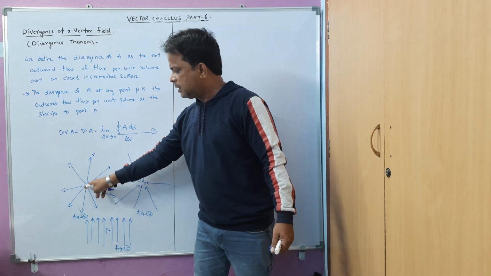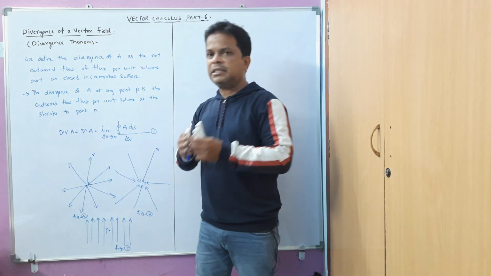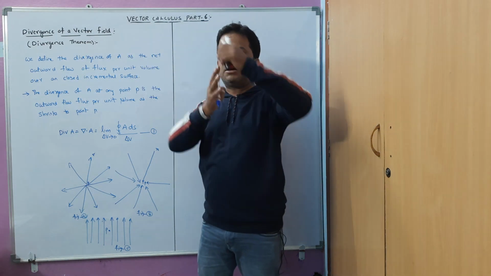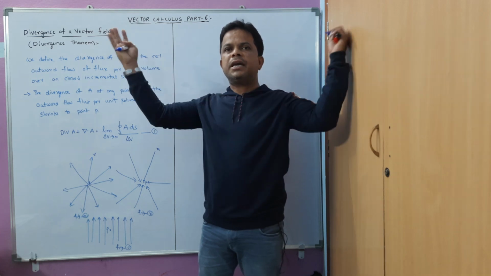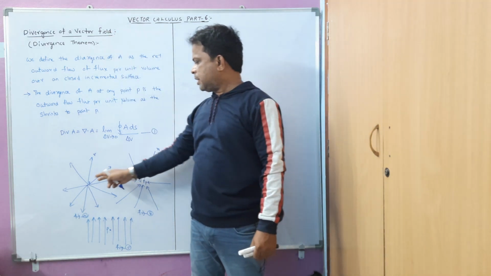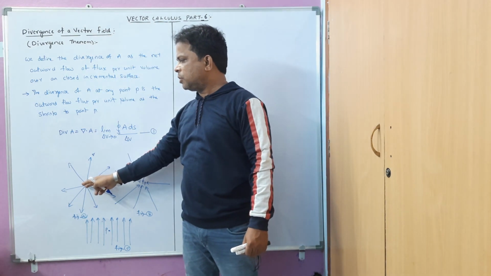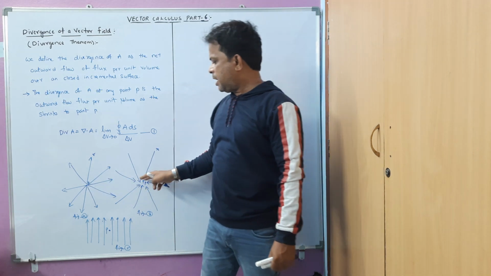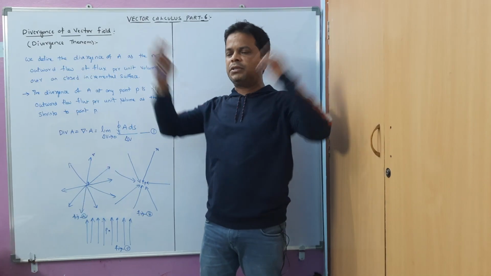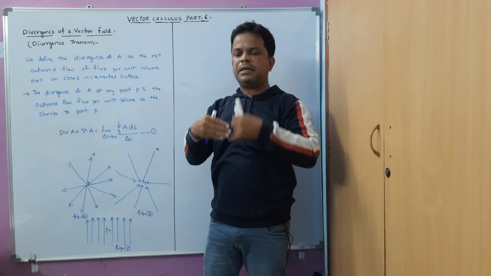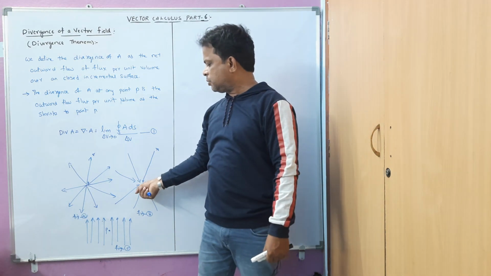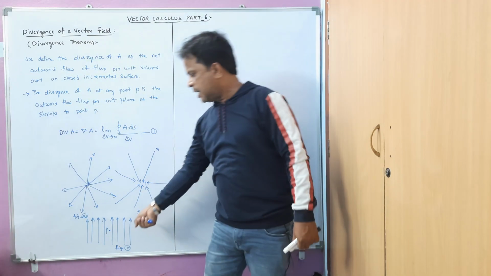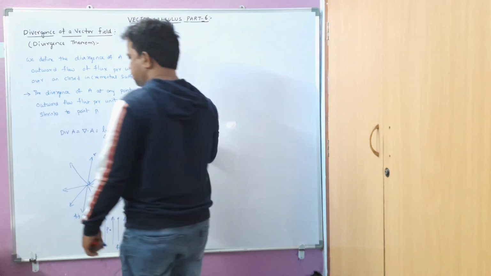So you can see in this point all the flux lines are going outside, okay, like this. All the flux lines are going radially outward, so that's why it is known as positive divergence. And all the flux lines from the outside are coming to a particular point, that type of divergence is known as negative divergence, and this is zero divergence. Okay, now let me write here.